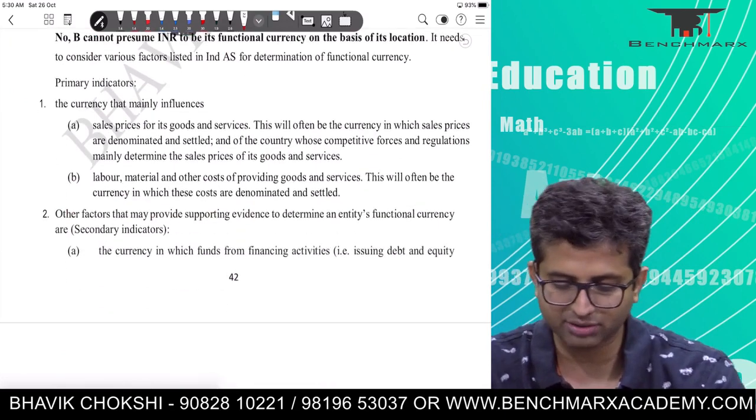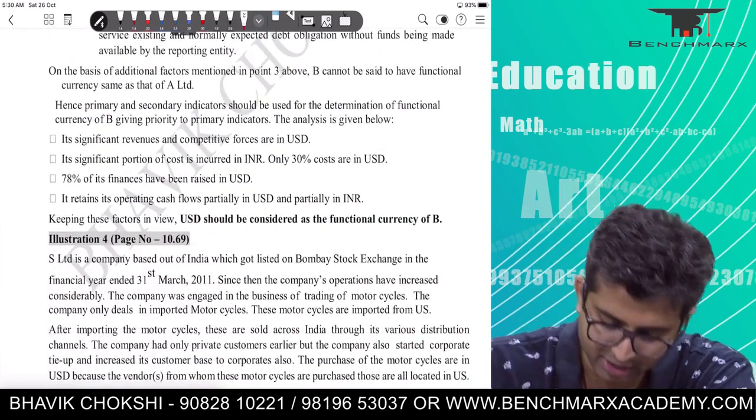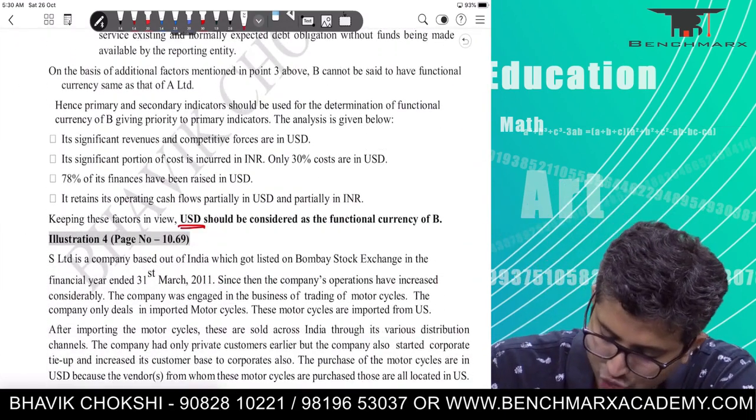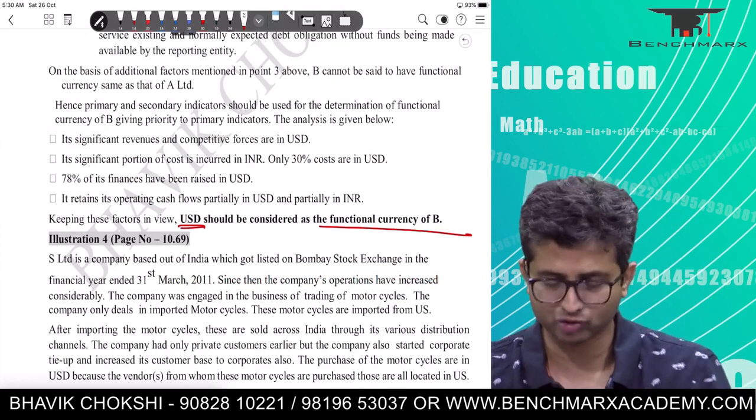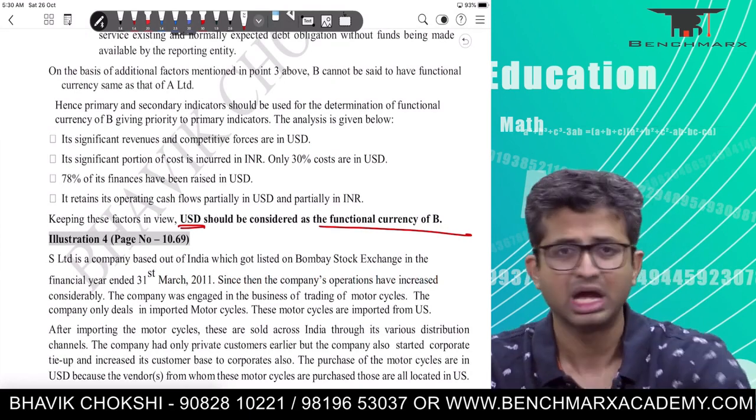The institute has given you all of this theory, and it explains the same thing, where they're saying that USD should be treated as the functional currency of B. So that is the first case. It's a case-based solution. Just quickly go through it.